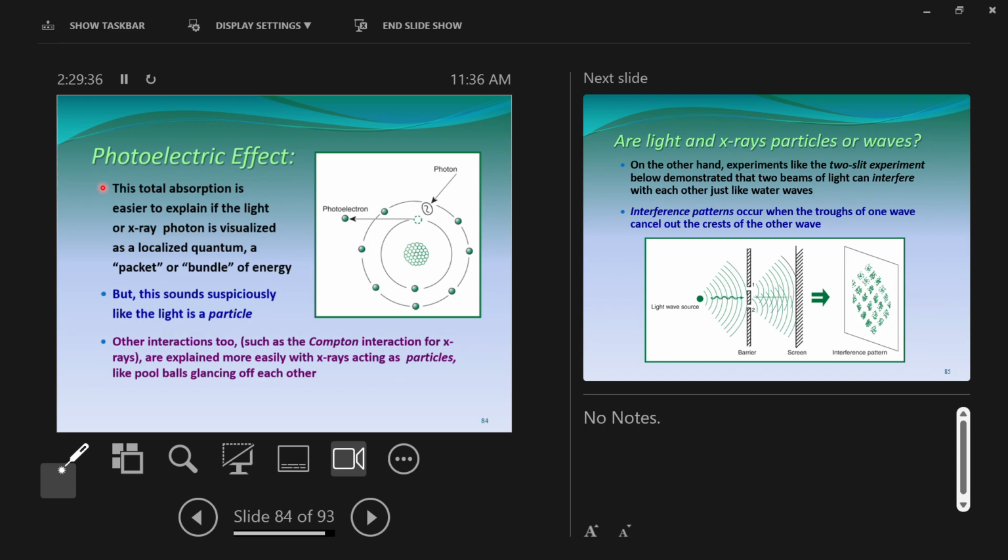This was easiest to explain if the light or X-ray photon is visualized as a quantum, a piece, or a packet or bundle of energy. So that was the picture that Einstein liked. He found this to be the best explanation of the photoelectric effect, that light was absorbed by these electrons, one piece of light at a time. The opposite should be true then too, right? If electrons can absorb light one piece at a time, then they can emit light one piece at a time. So this sounds suspiciously like particles.